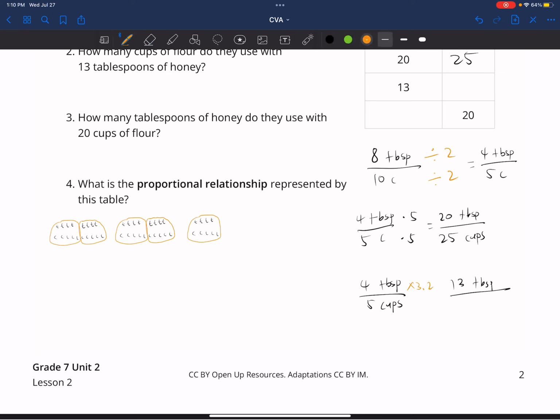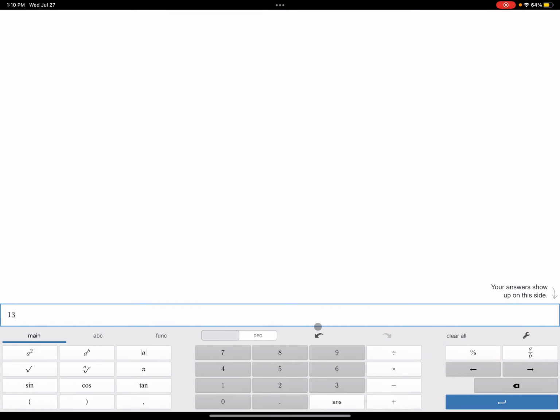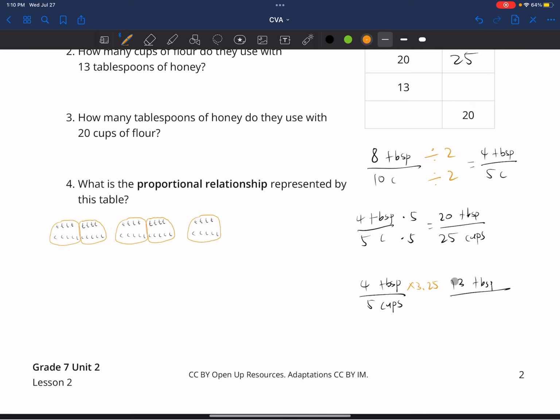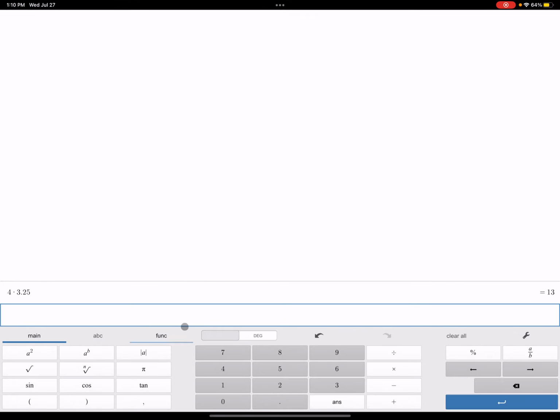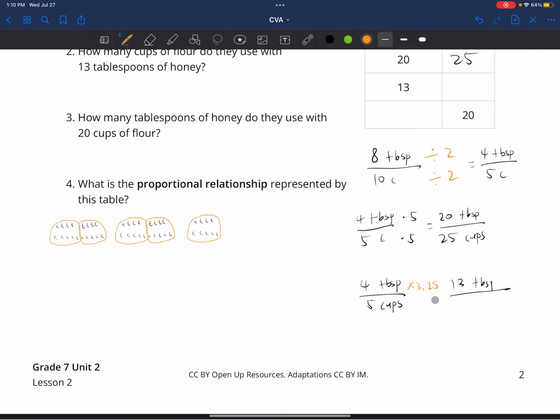So we go 4 times 3.25. And then voila, you see, 13, right? So in order for you to find this number, all you have to do is divide this number by that number, and then you get this number, right? So 4 times 3.25 is 13 teaspoons.